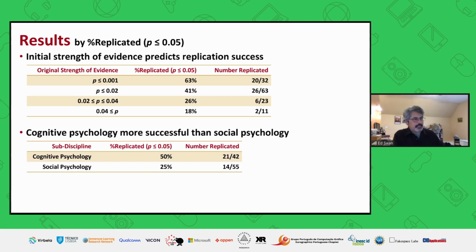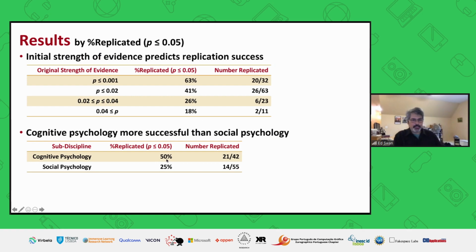Another finding, I could tell from the writing in the paper, this part was written very carefully. This was a controversial thing to say in the field of psychology, but cognitive psychology was generally more successfully replicated than findings from social psychology.